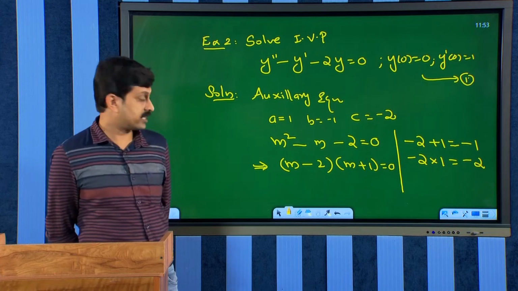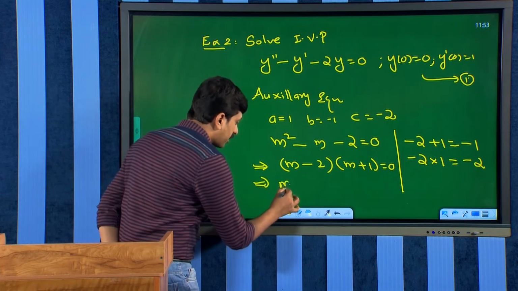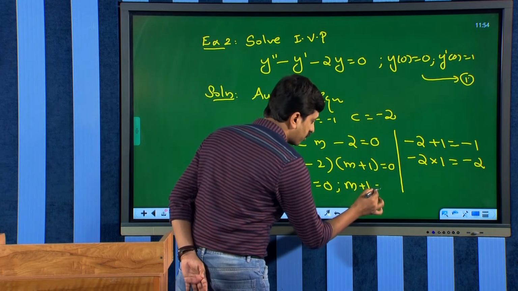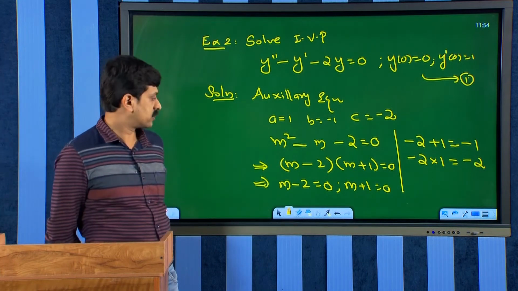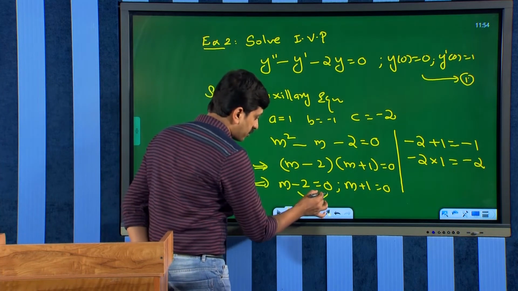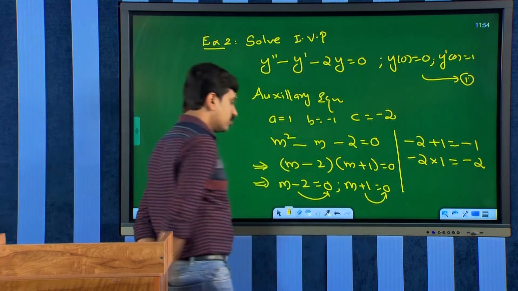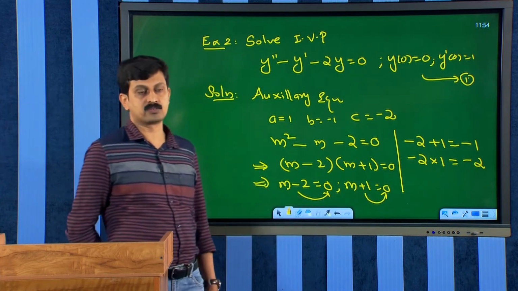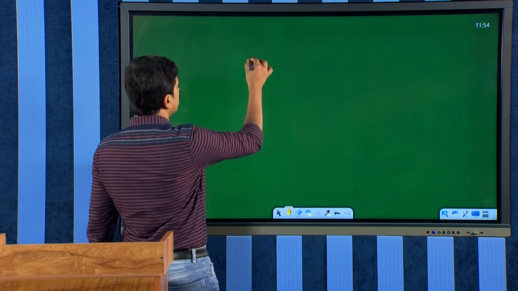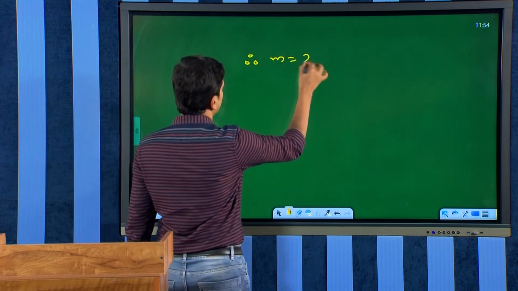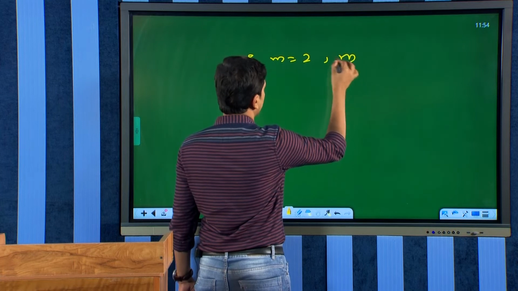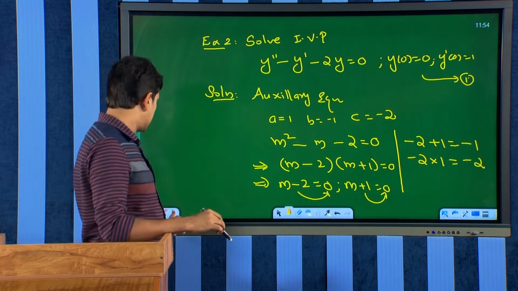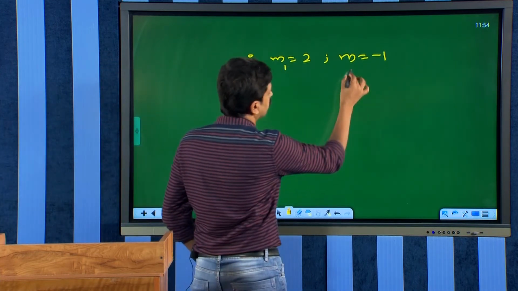From here, either m minus 2 equal to 0 or m plus 1 equal to 0. From m minus 2 equal to 0 we find the value m is equal to 2, and from m plus 1 equal to 0 we get m is equal to minus 1. Therefore, m is equal to 2 and m is equal to minus 1. That is, m1 equal to 2 and m2 equal to minus 1.